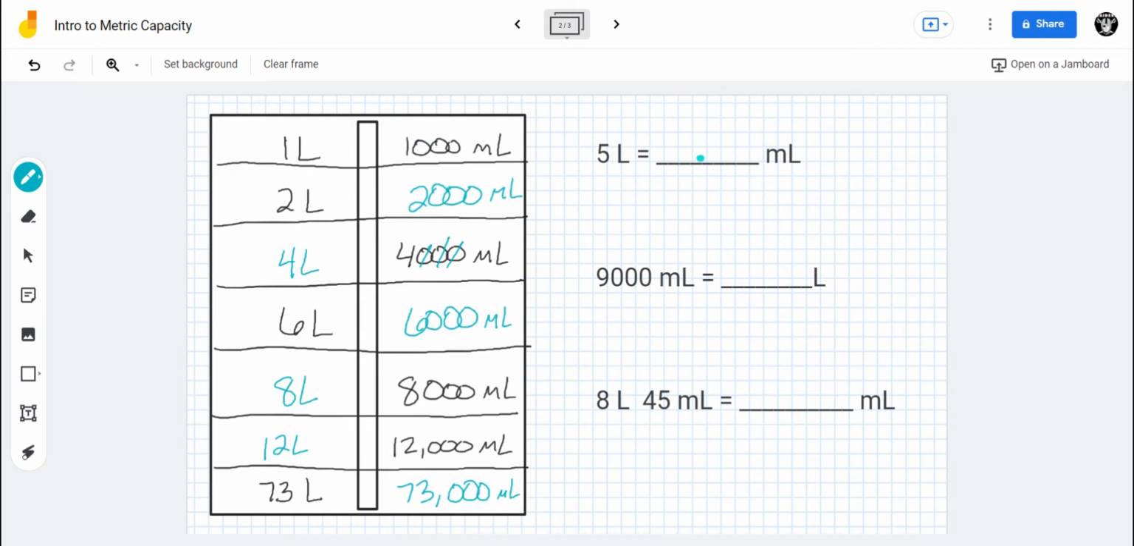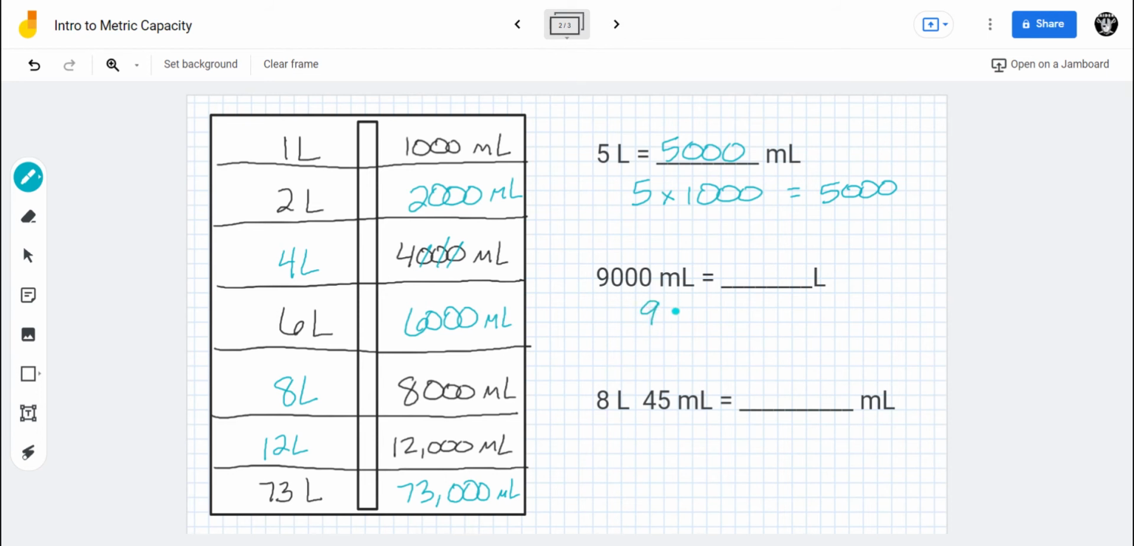Sometimes you'll get some practice that does not involve a chart, in which case you have to look at what it's asking you for. Here they gave you the unit of liters, and they're asking for milliliters. So you're going to take your liters, and you're going to say, okay, I know 1 liter is 1,000 milliliters. I have 5 liters, so I'm going to multiply 5 groups of 1,000. That's what multiplication is, and that gives you 5,000. And so that is your milliliters. That is equivalent to 5 liters, 5,000 milliliters.